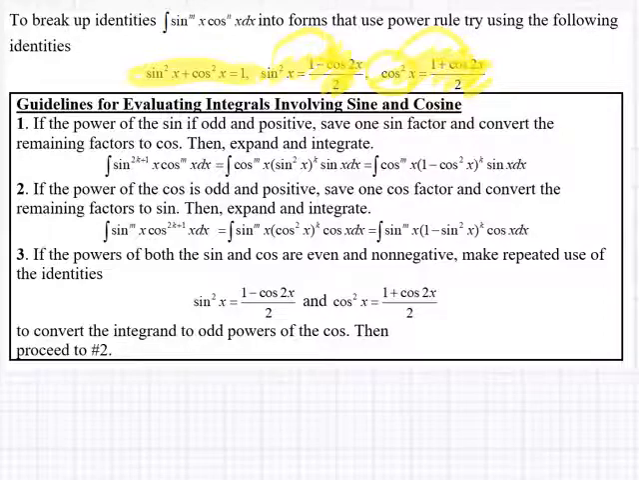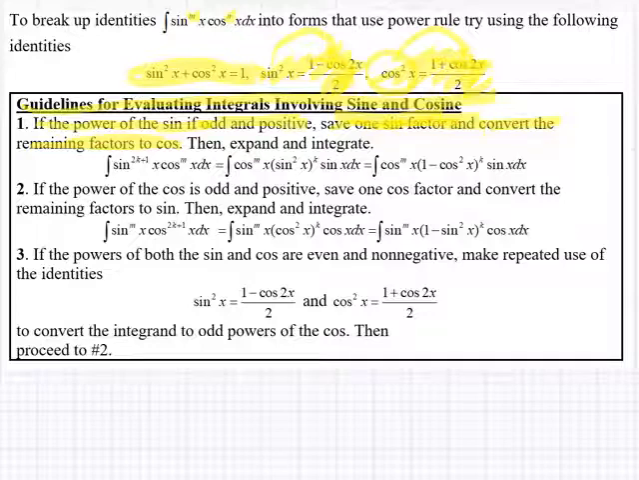So here's how we're going to do it. These are the guidelines we're going to go through. First off, we look at the powers of the sine and the cosine. So m and n are those two different powers. M would be the sine's power, n would be the cosine's power, or vice versa. It doesn't really matter. So let's just say the power for the sine is odd and positive. Okay? So if the power for the sine is odd and positive, we're going to save a sine factor for the du and convert everything else to cosines.